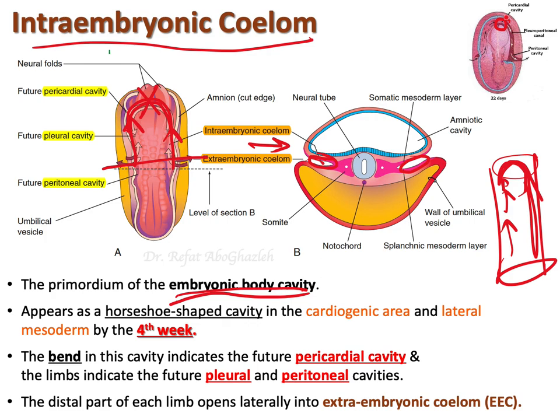Look at the C shape. And if you notice, this is the pericardial cavity that will include the heart and pericardium, so it has limbs. These limbs of the cavity will form the pleural and peritoneal cavities. Pleural and peritoneal cavities, right?